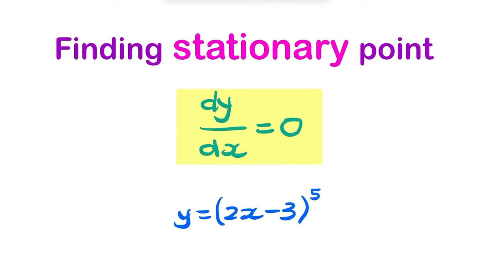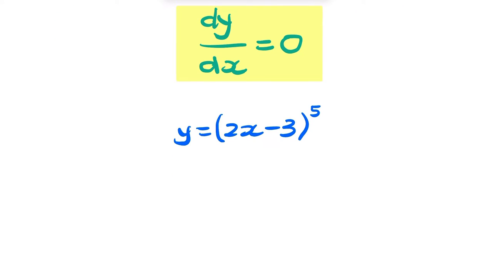So to find the coordinates of a stationary point or a turning point, we find the points where the derivative dy by dx is equal to 0. In this case, we know the expression for y, so we want to differentiate y. We want to find dy by dx, and then we set that to 0.